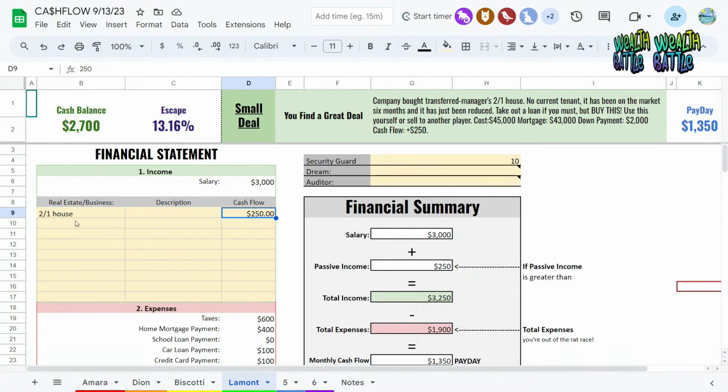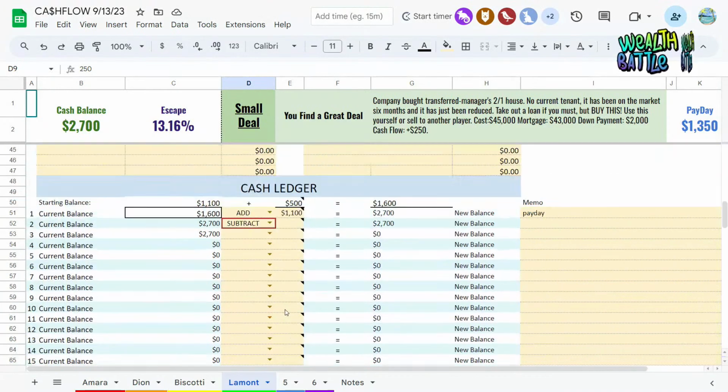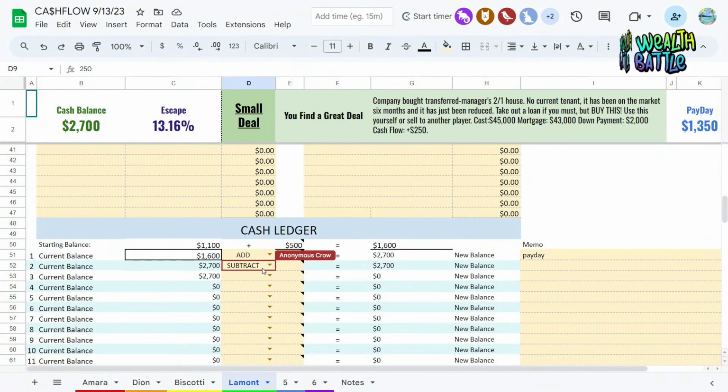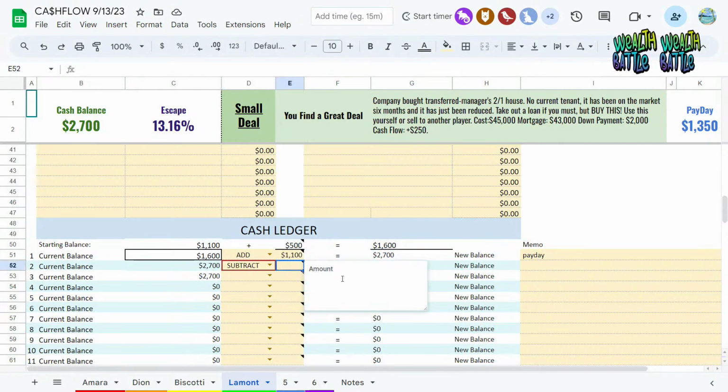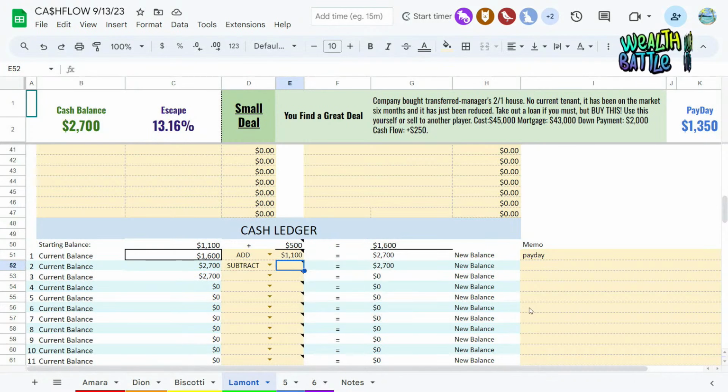All right. So, yeah, you got the 2-1 house. You got a cash flow of $250. That's perfect. So now you're 13.16% out of the rat race. So you're part of the way out. Fun fact. And now you're subtracting out. I see Anonymous Crow subtracting out. And we're looking for the down payment number here under the amount.